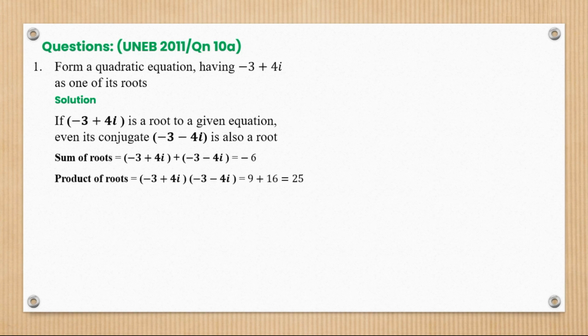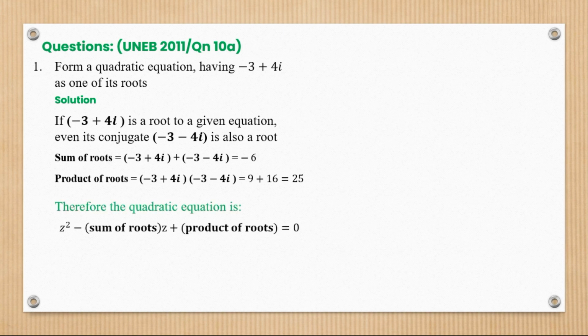And then if we find the product of the two roots, we end up with 9 plus 16, which is equal to 25. So therefore, the quadratic equation is, we're going to use the same formula and insert the values we've just gotten. For the sum of roots we put -6, and for the product of roots we put 25. When you open those brackets, we end up with z squared plus 6z plus 25 is equal to 0, and hence we found the quadratic equation.